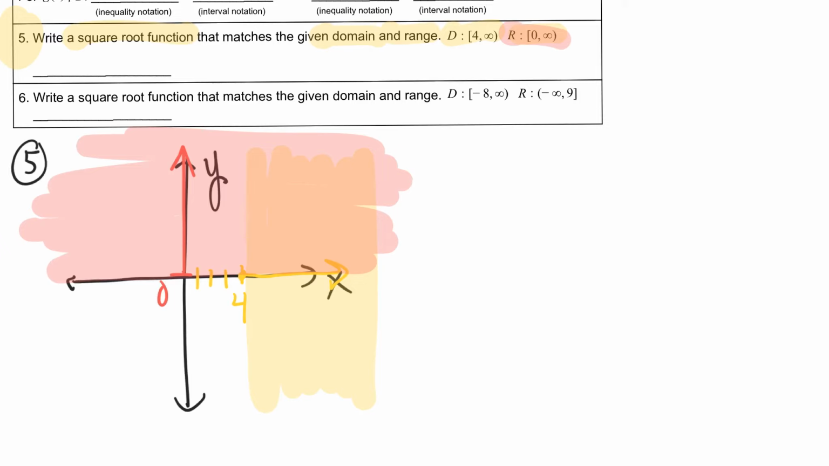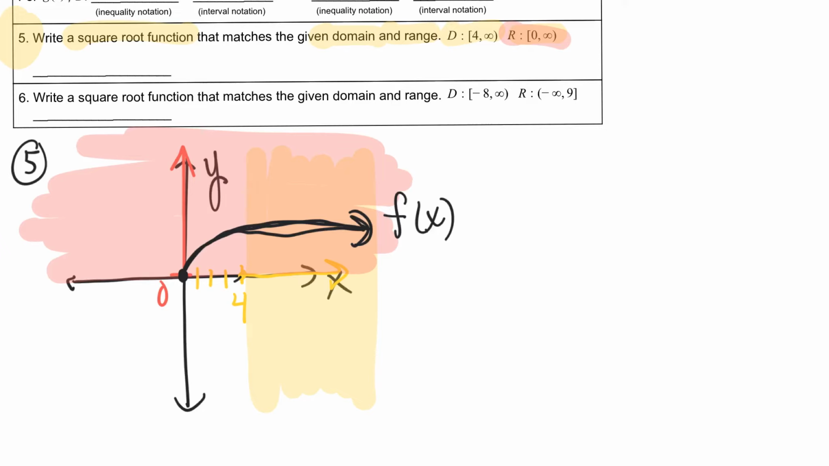Well, if it looks like a square root function, well, let's start by drawing the parent. Here's the parent function. The parent that we've graphed a couple times by now looks something along the lines of this. This is the parent graph f of x. So then I have to figure out how to move this so that it is in that region where I have that yellow and red.